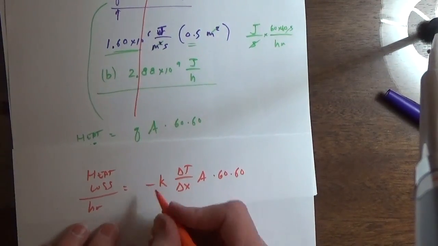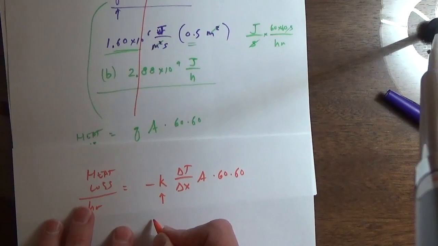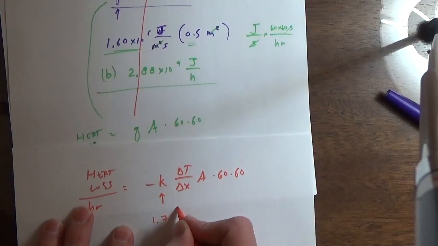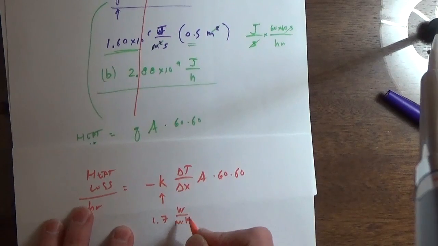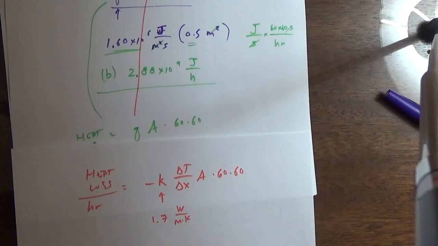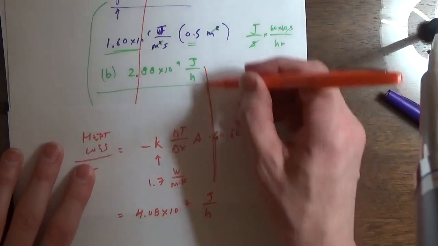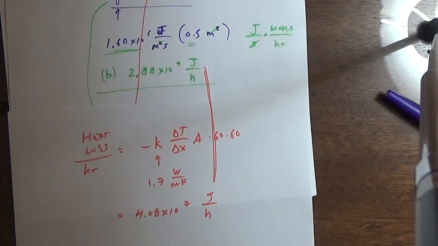And doing that, change this to, what is soda lime glass? Soda lime glass is 1.7 watt per meter K, and that gives you a solution of 4.08 times 10 to the 7 joule per hour, which roughly doubles the heat loss, or doubles the loss per hour.